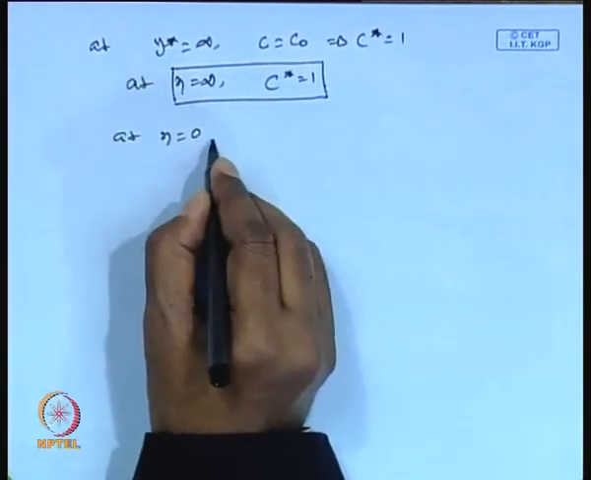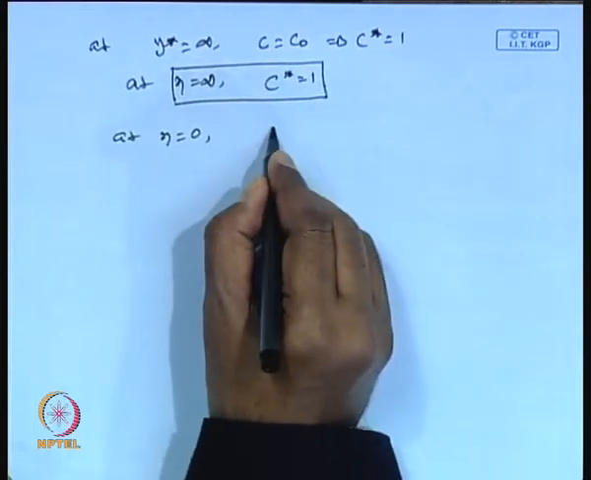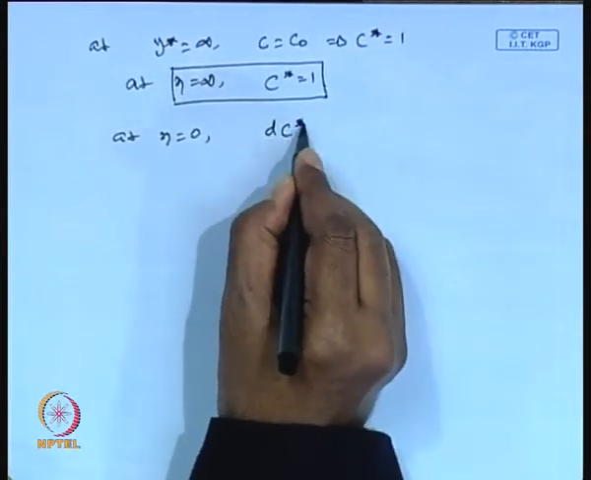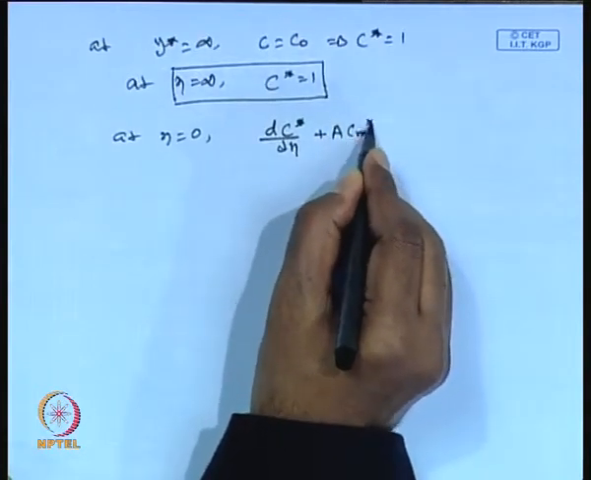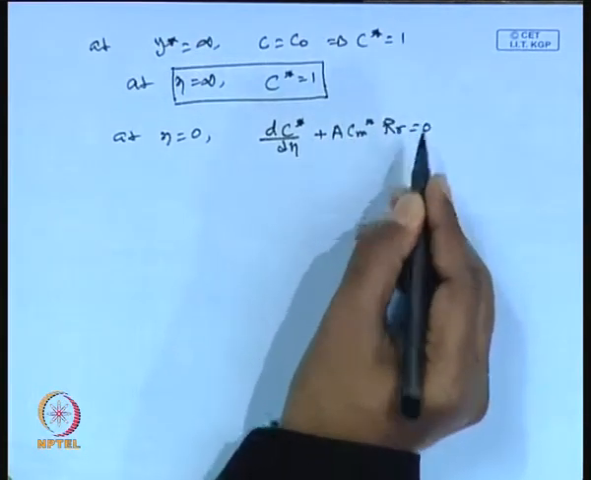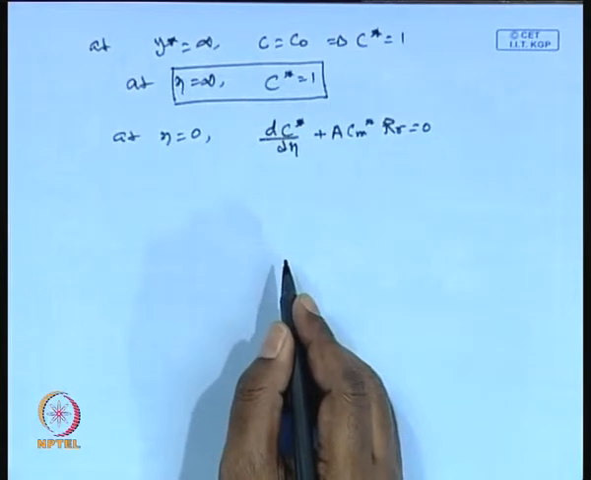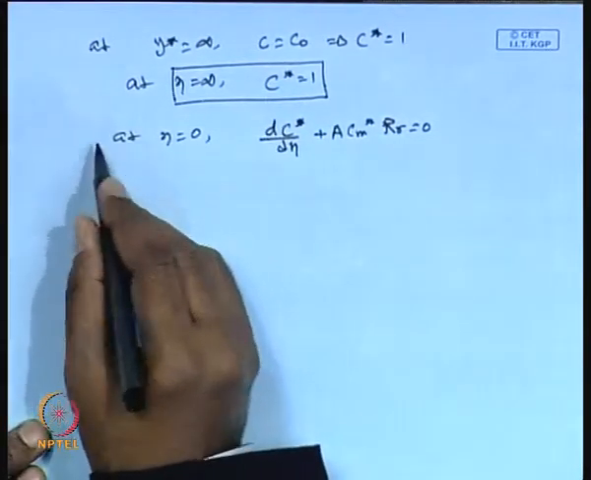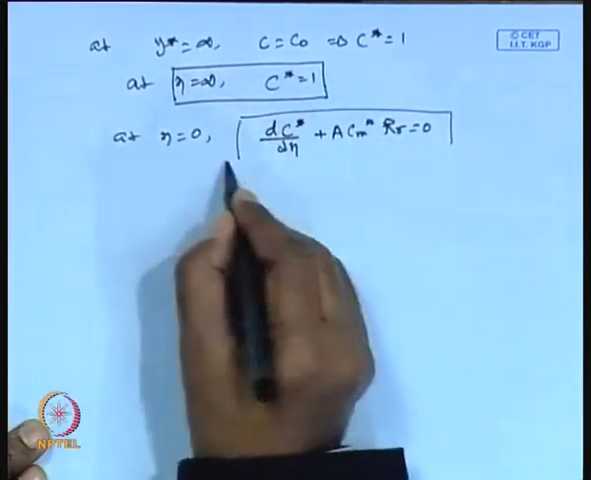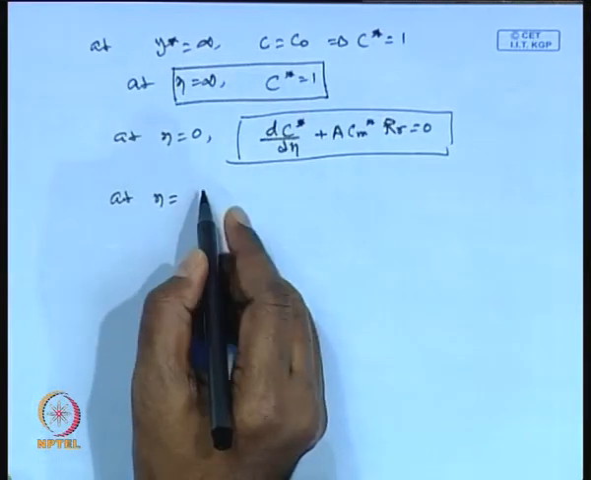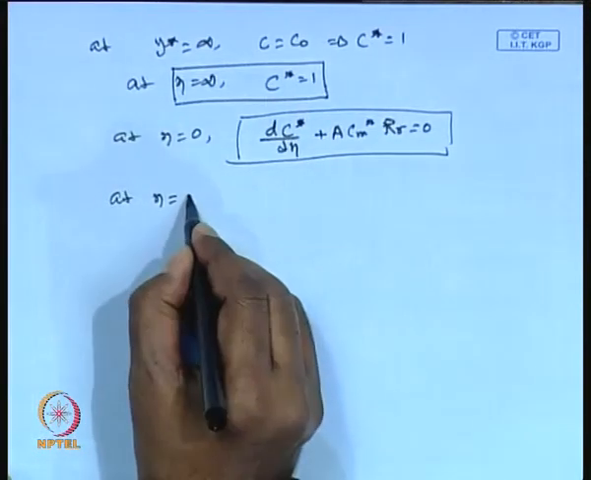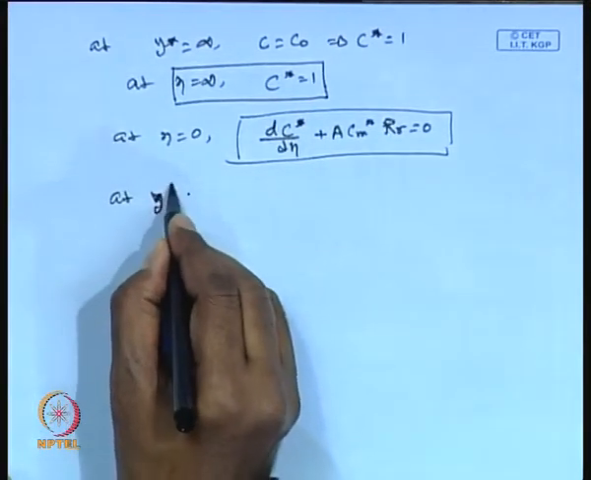At eta equal to 0, you had d c star d eta plus A c m star r r is equal to 0. How did you get this equation? This equation can be obtained if you look into the original governing equation at eta equal to 0. Let me clarify everything, and let us do a couple of steps of derivation, so that things will be clearer.